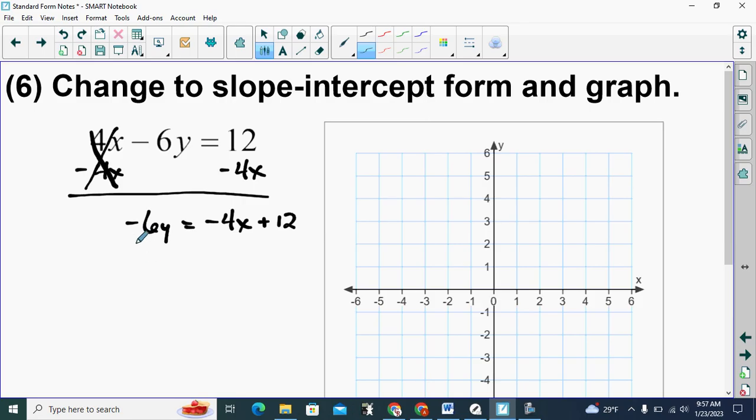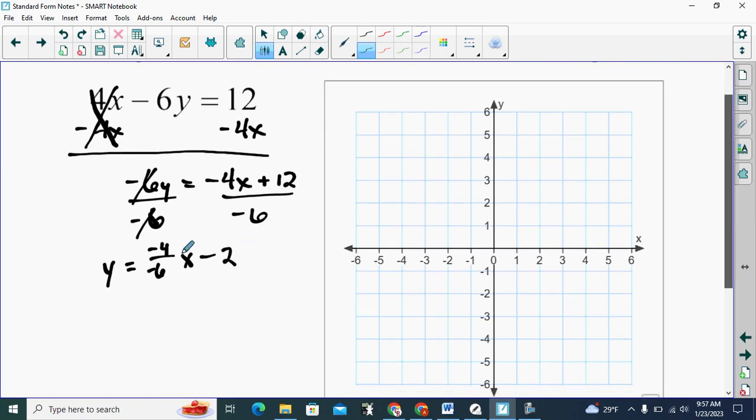And divide both sides by negative 6. And we get y equals negative 4 divided by negative 6 x. That doesn't come out even. Let's just leave it as negative 4 divided by negative 6 for now. We'll take care of it in a minute. Positive 12 divided by negative 6. Positive divided by negative is minus. 12 divided by 6 is 2.